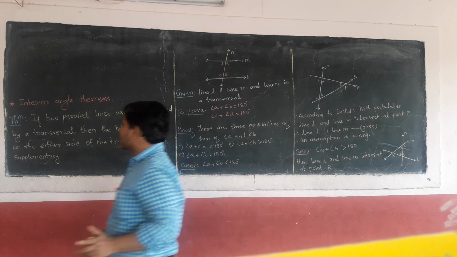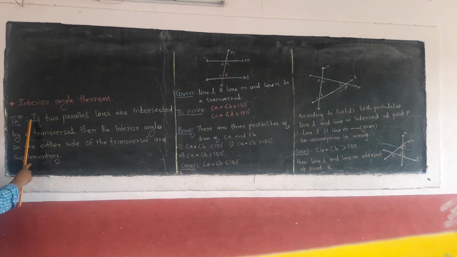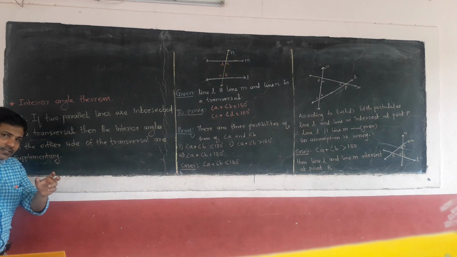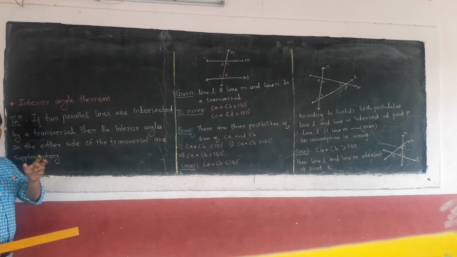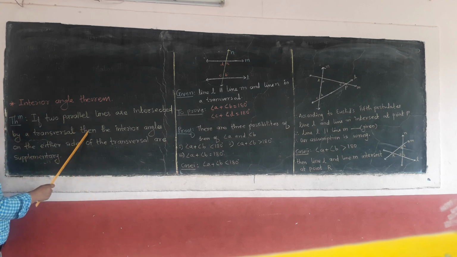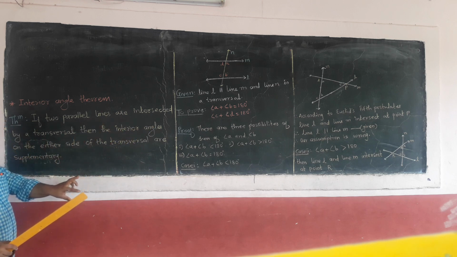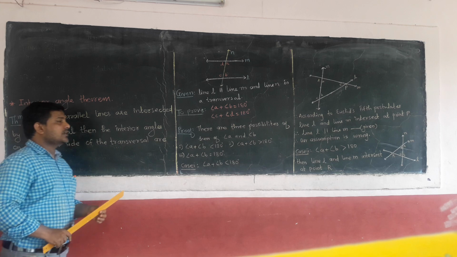What is the statement of this third theorem? That is the interior angle theorem. If two parallel lines are intersected by a transversal, then, the part from if up to then is called the antecedent. That is nothing but the given part. Then the interior angles on the same side of the transversal are supplementary. We are going to do that.